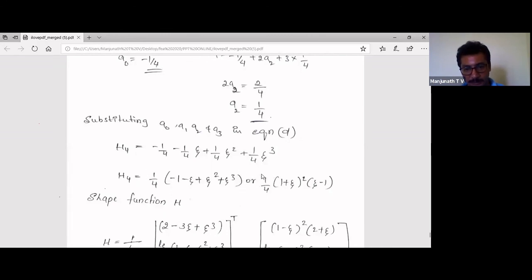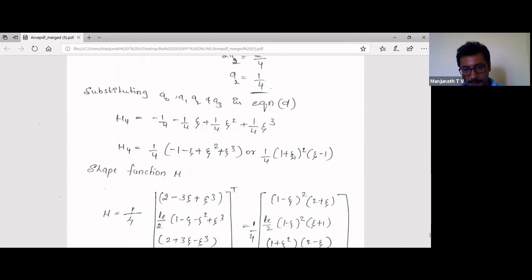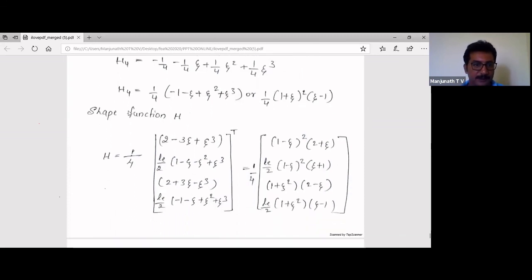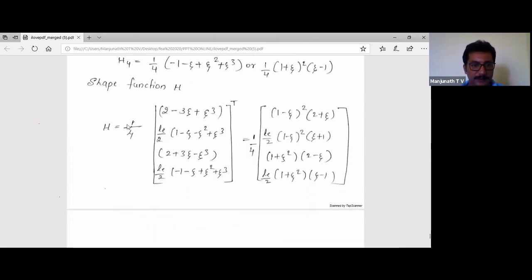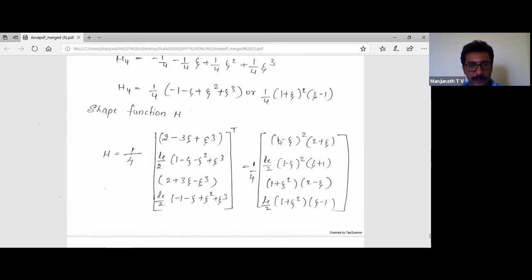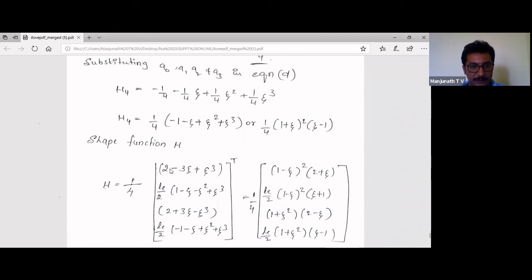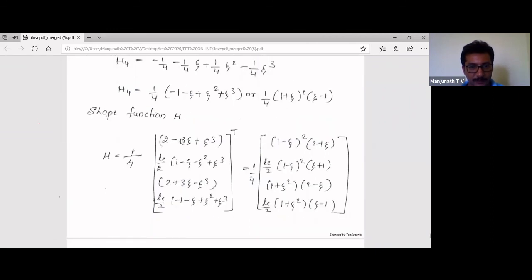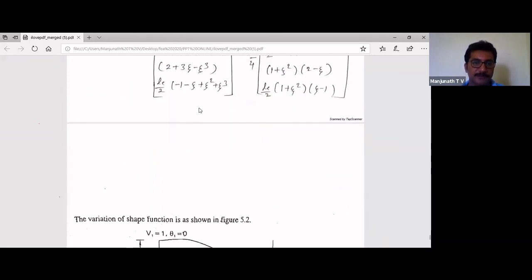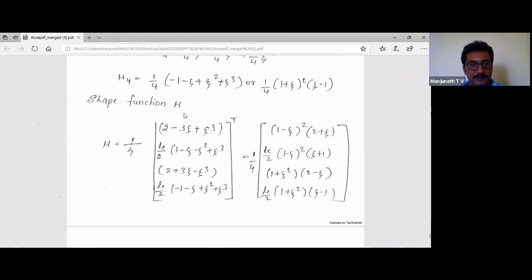Similarly, if you write in simplified form, you are going to get it like this. So for all of h1, h2, h3, h4, you can write it this way. In two forms I have written here. So 1 by 4 is the common factor. If you take it, then the h1 value will be 1 by 4 times 2 minus 3 zeta plus zeta cube. Then this is h2, this is h3, this is h4. So these are the Hermite shape functions for the beam element.